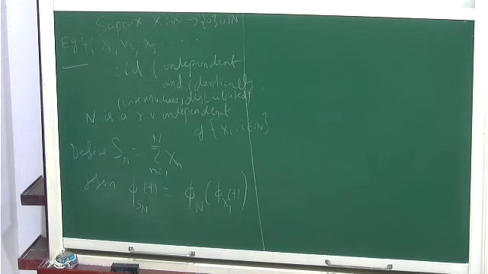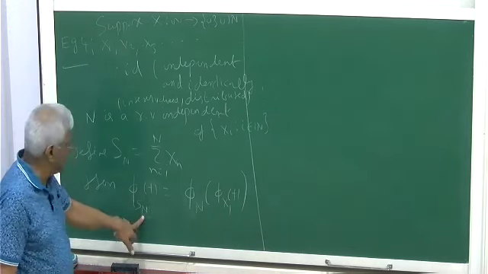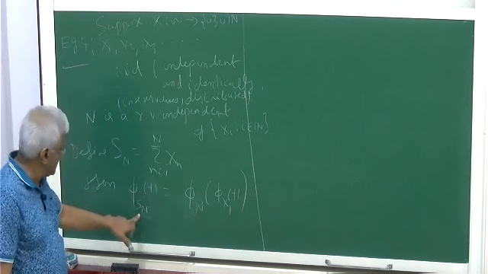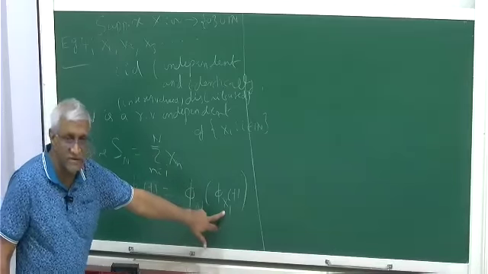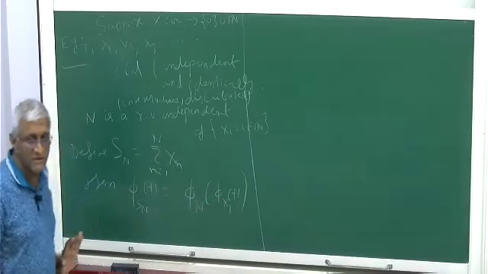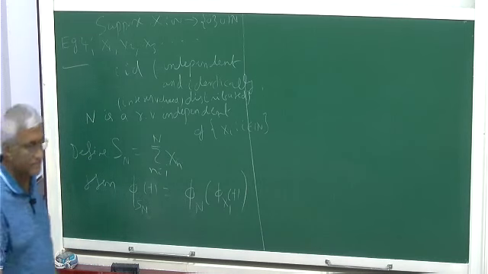Okay. The statement is clear. S_N is a random variable, and the moment generating function of this random variable S_N, where N is also random, is just a composition of these two functions. That's all.